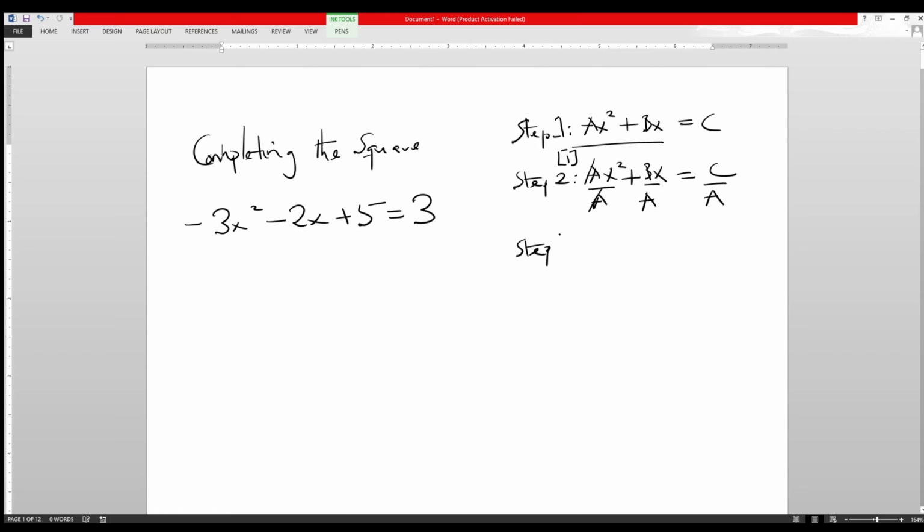Step 3, we have to use our formula that we've derived in the previous video, which is also fairly easy to memorize. We have two perfect squares. Okay, one is on the left and then the other is on the right. So we have two perfect squares.